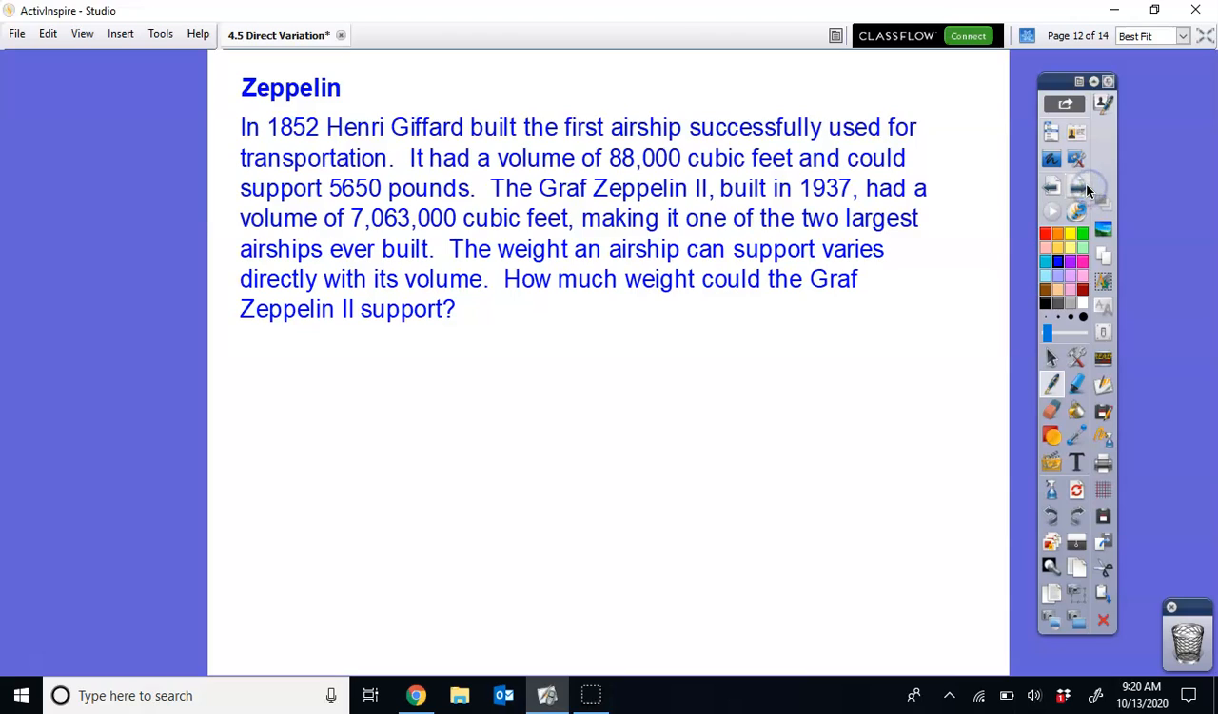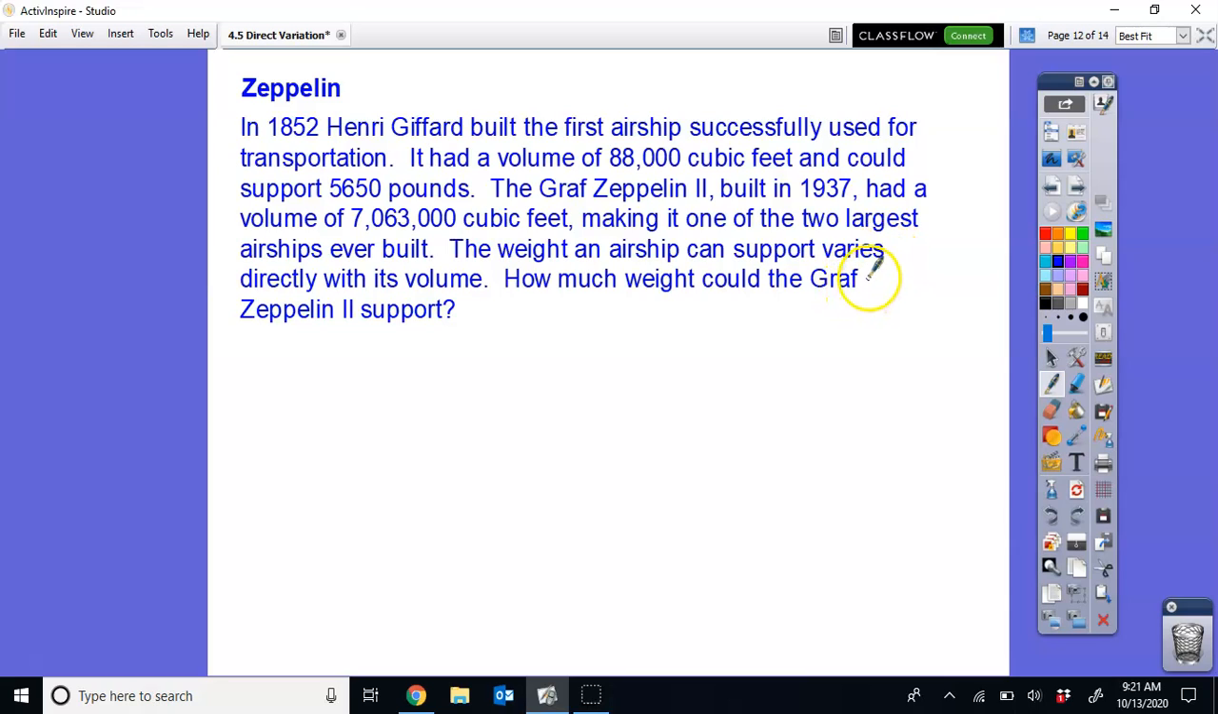All right, let's look at another example, and this will be our last example. It says in 1852, Henri Giffard built the first airship successfully used for transportation. It had a volume of 88,000 cubic feet and could support 5,650 pounds of weight.